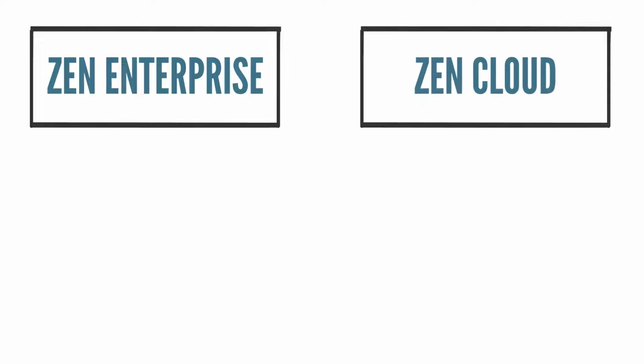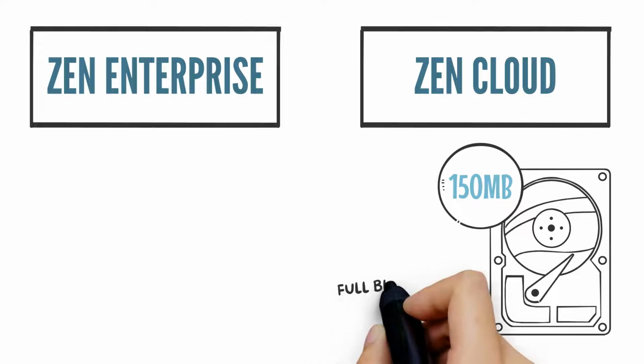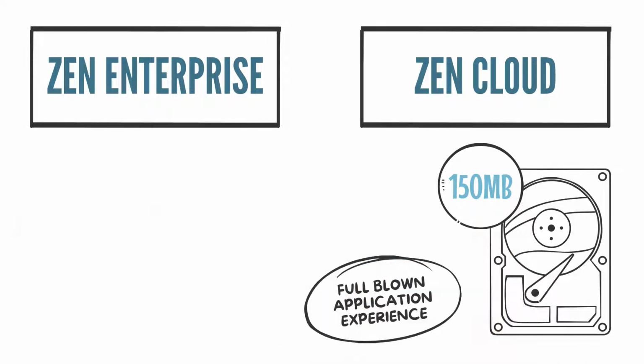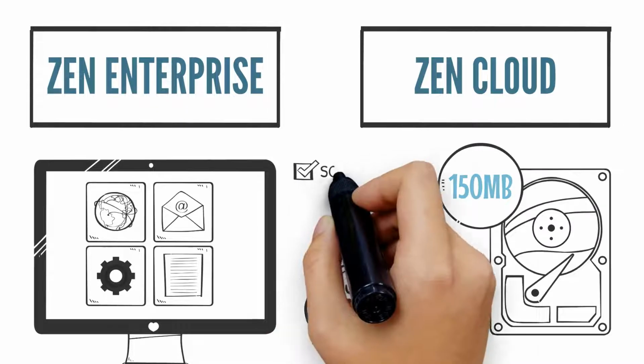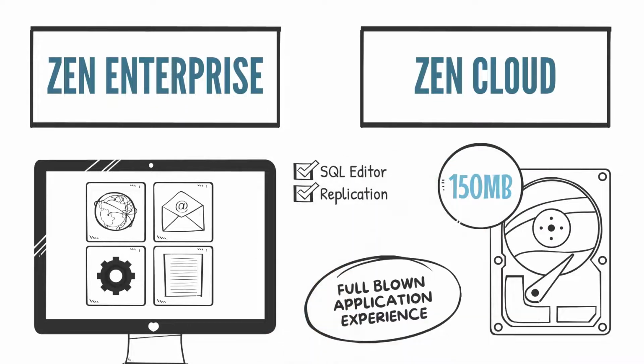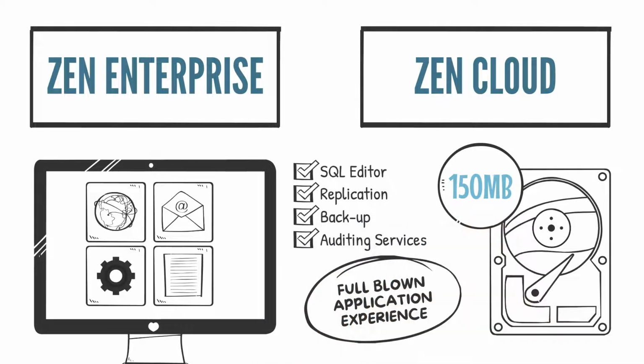Finally, there are the Zen Enterprise and Zen Cloud editions. These require an additional 150 megabytes of space, but they provide a full-blown application experience with a GUI interface to the database, including a built-in SQL editor along with options for built-in replication, backup, and auditing services.